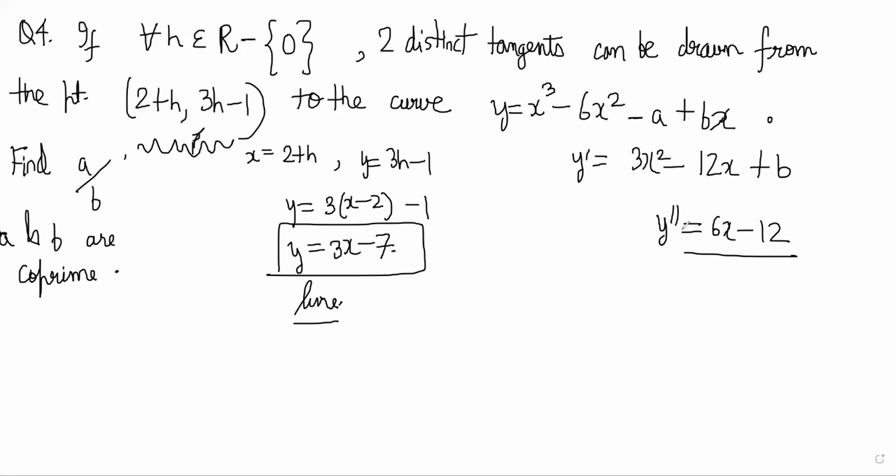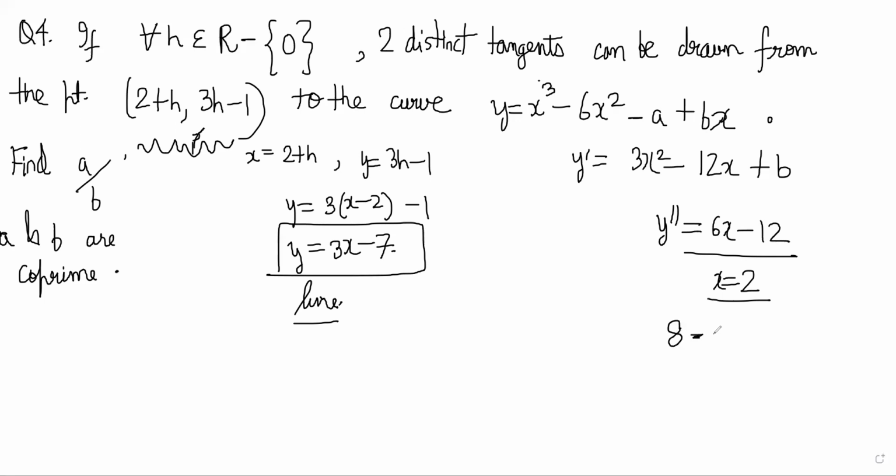Single derivative is 0 at points of maxima and minima. When is the double derivative 0? It is 0 at the point of inflection. So the point of inflection is clearly x is equal to 2, right? And y is equal to 8, minus 24, plus 2b, minus a, minus 16 stuff.